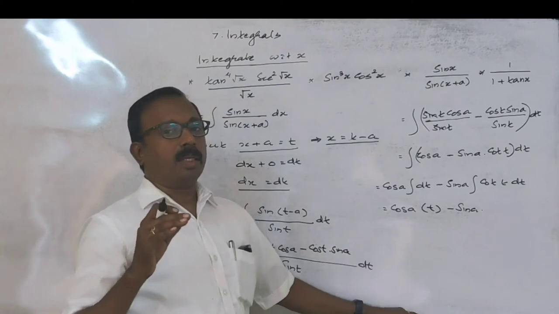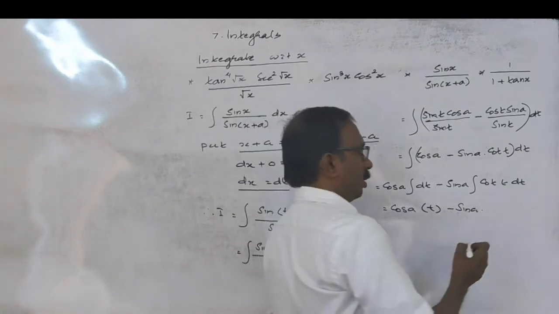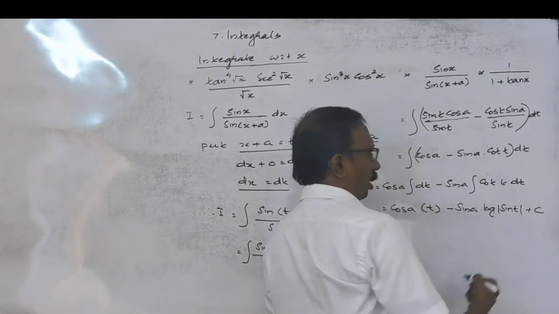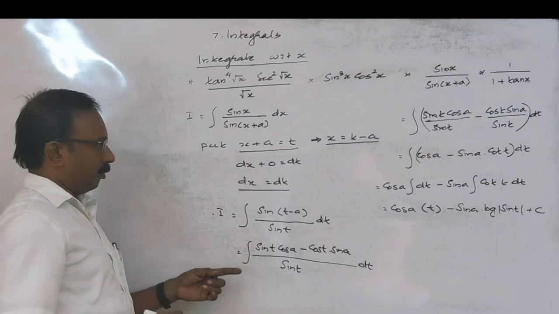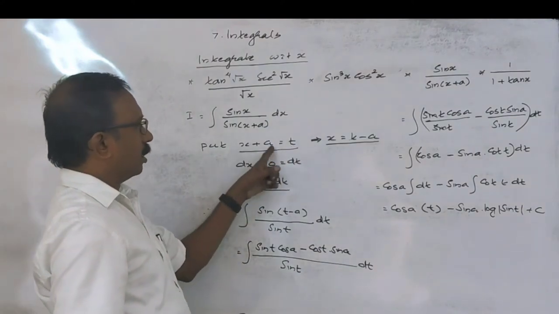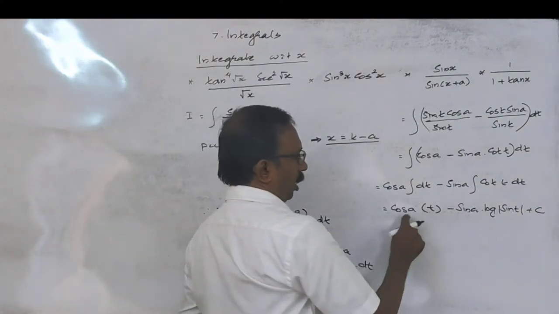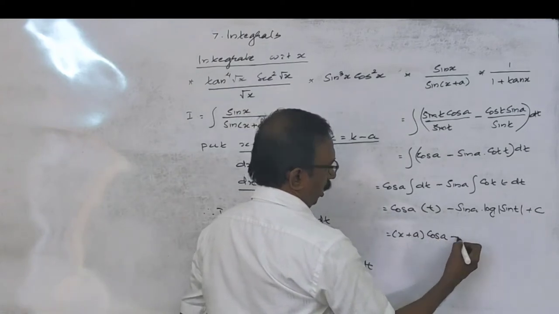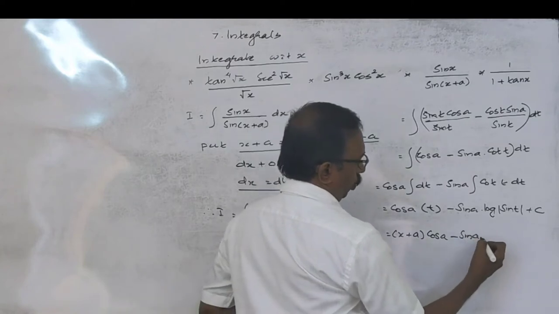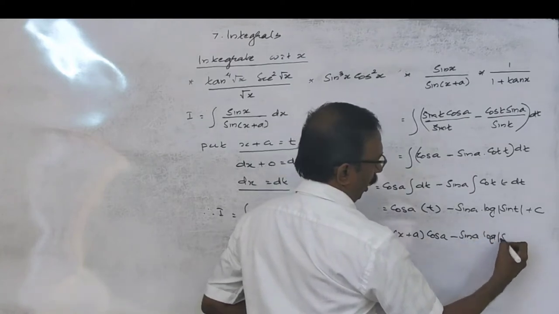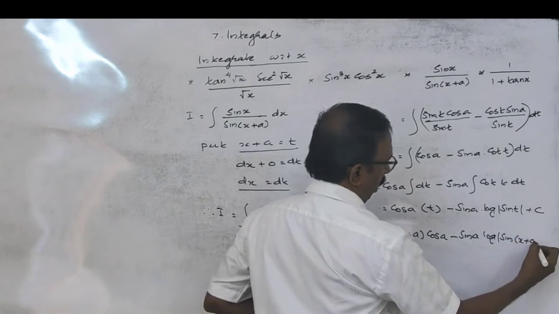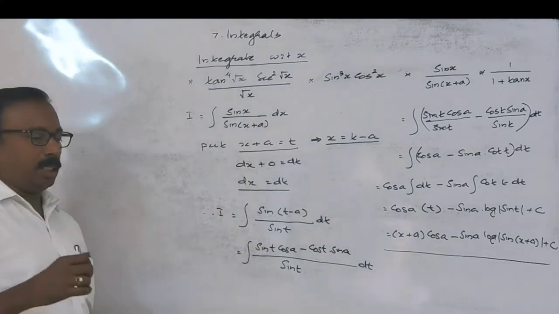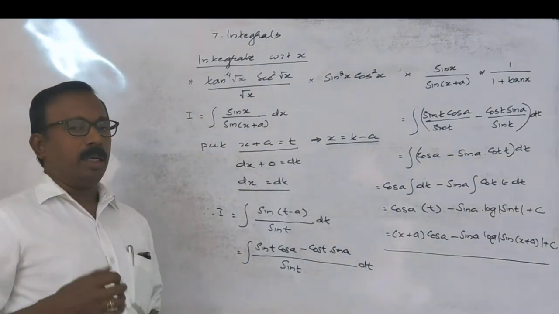What is the integral value of cot x? Log sin x. So the integral of cot t is log modulus of sin t plus c. Now substituting the value of t, t is x plus a. So x plus a into cos a minus sin a into log modulus of sin of (x plus a) plus c. This is the answer: (x plus a) cos a minus sin a into log sin (x plus a) plus c.